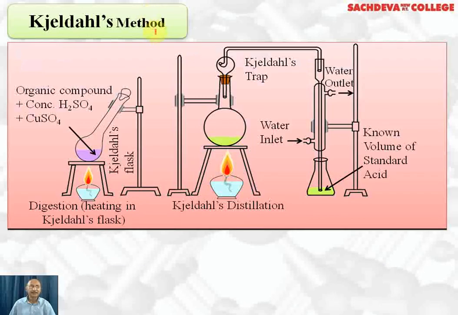Let's take up Kjeldahl's method. Kjeldahl's method is used for estimation of nitrogen in foodstuffs, amides, and cyanides, which on hydrolysis or treatment with concentrated sulfuric acid can liberate ammonia. So it has limited application. It's not applicable to all types of compounds.